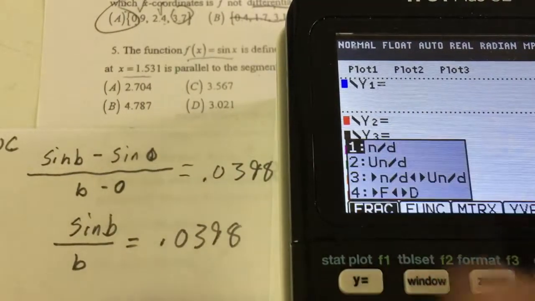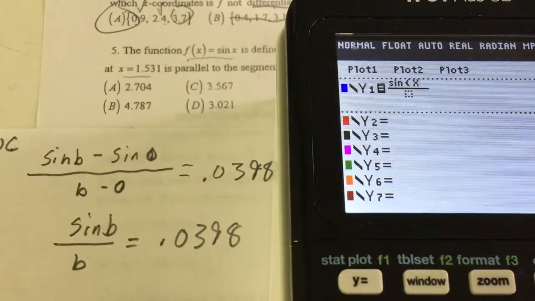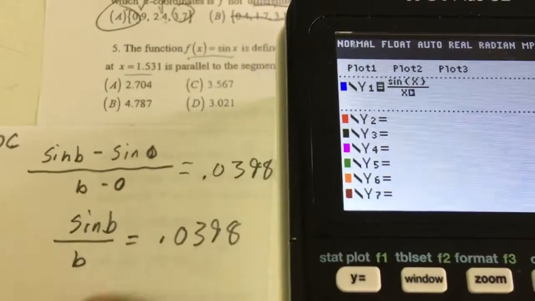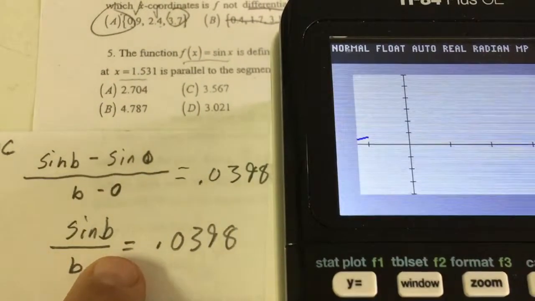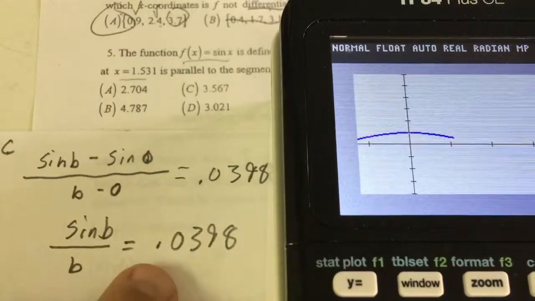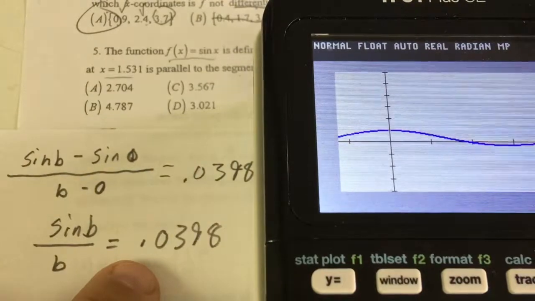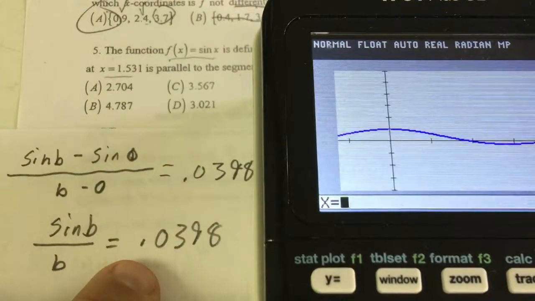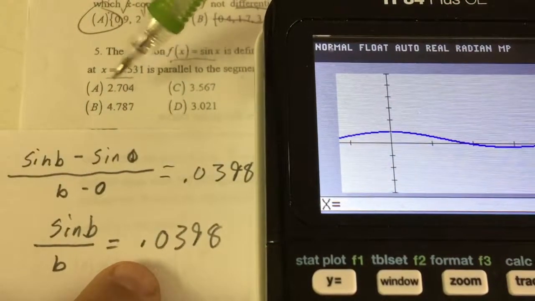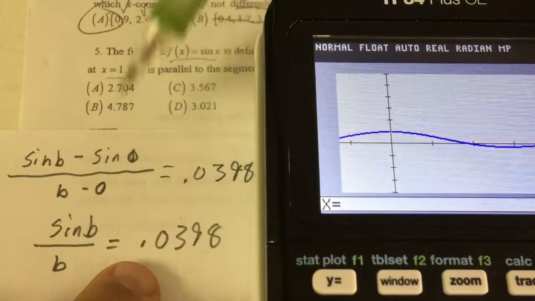Sine x over x, because I'm trying to find some value of b, so I might as well call it x. And I want to graph that. Now notice this isn't the graph of sine, this is the graph of sine x over x. And here's the deal, I'm going to go to value, and where I plug in this value, if it equals 0.0398, that would be my answer.